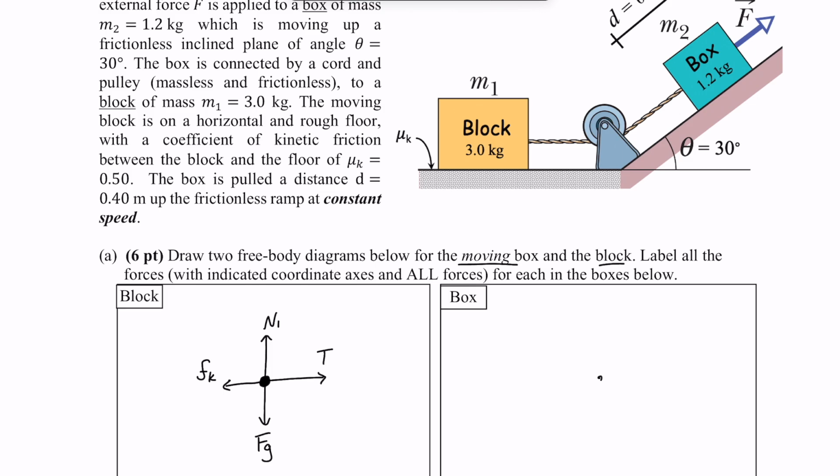For the box, we again draw a dot for it and have the force of gravity acting on it. We'll specify box and block for each of these. There's the tension force acting on it from the rope, a normal force on it from the surface, and the applied force that's pulling it upwards. And that's it.